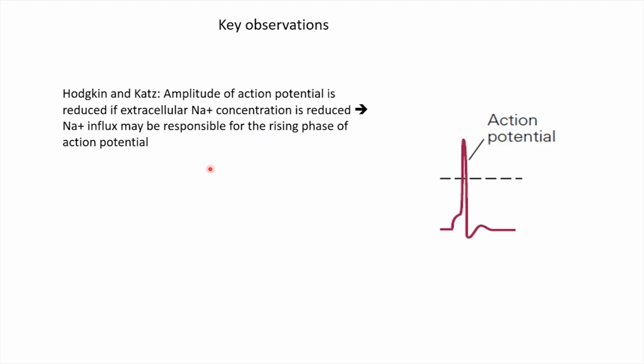So one thing that Hodgkin and Katz noticed is that if you reduce the amount of extracellular sodium, then the amplitude of the action potential is reduced. And that tells us that perhaps the sodium influx is responsible for determining the amplitude of the action potentials. So it may be that when sodium ions come in, that causes this increase in the membrane potential during the rising phase in the action potential.